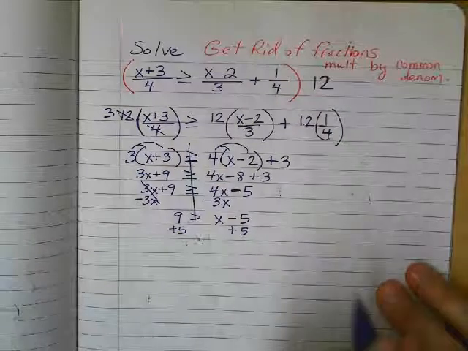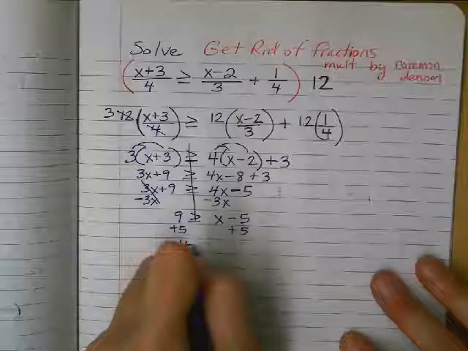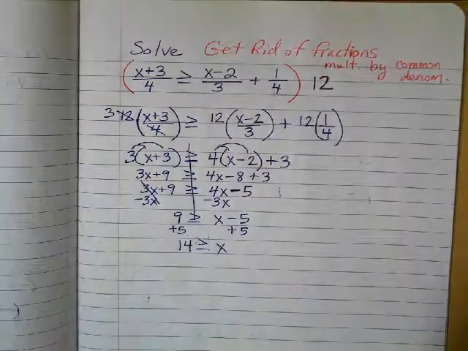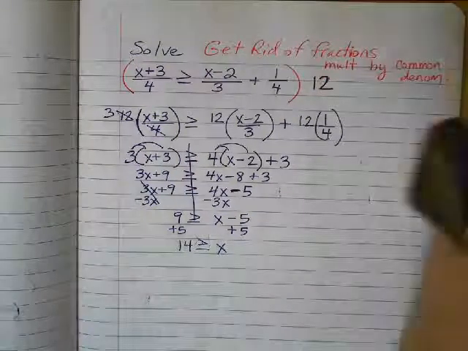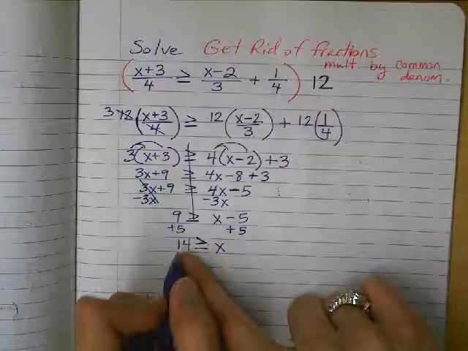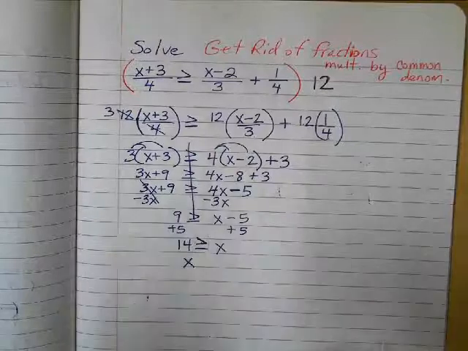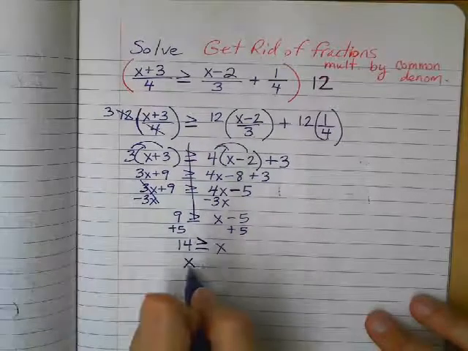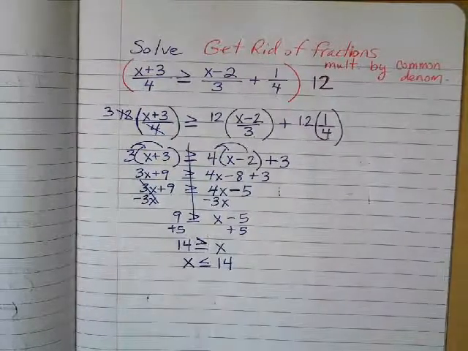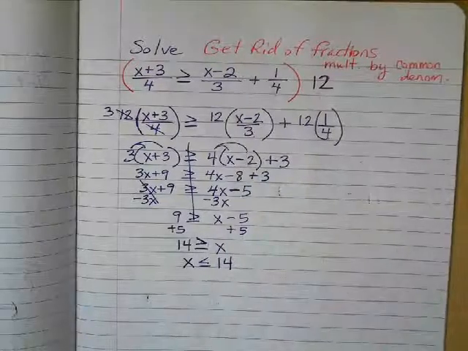What's that? 9, 10, 11, 12, 13, 14. Yep, 14. There we go. X. Okay, so we worked it all out. Now, the final answer, I got 14 greater than or equal to x. Sometimes people like to put the x first in the final answer. It's really like x less than or equal to 14. You can totally flip-flop that around. X is smaller than 14, less than or equal to 14.